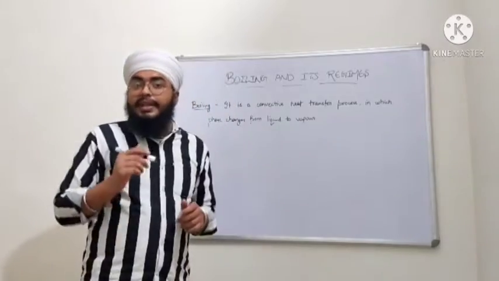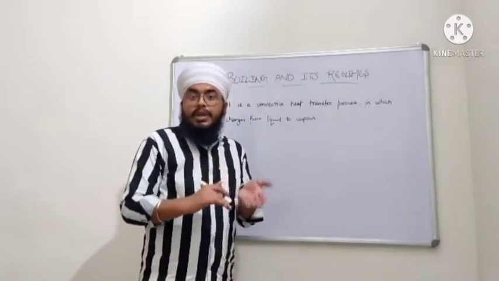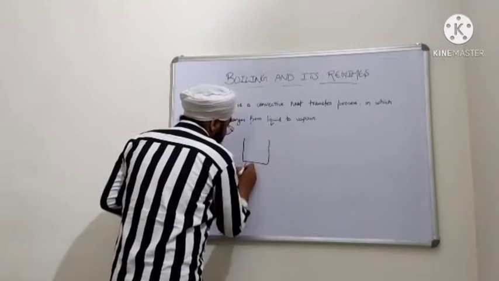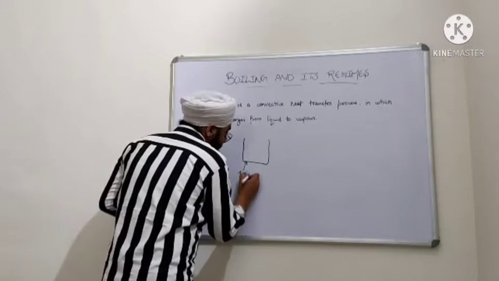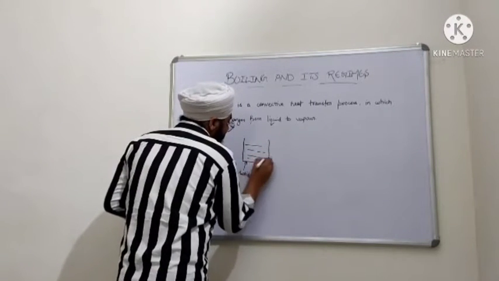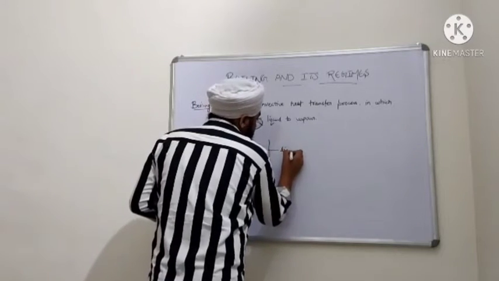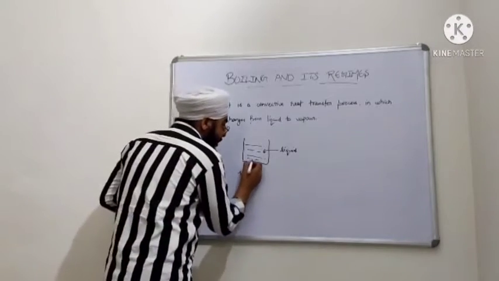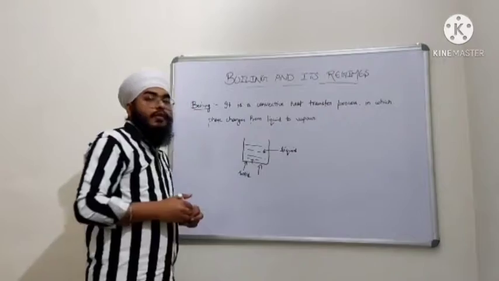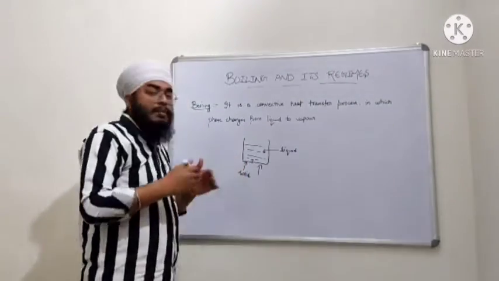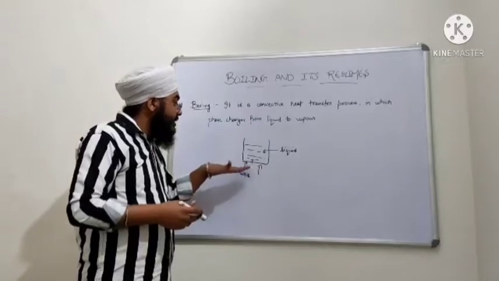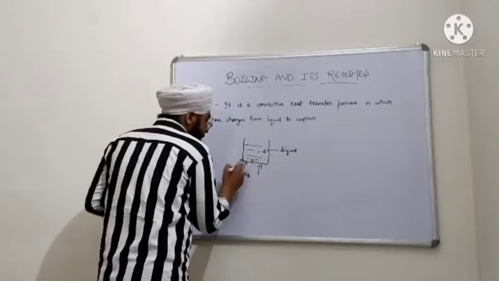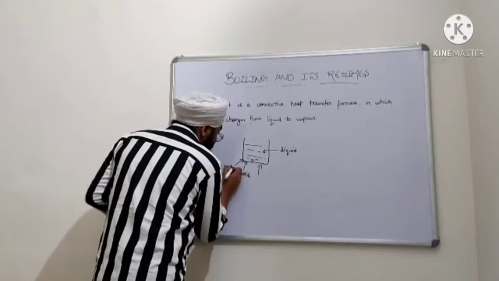Boiling occurs when heat is transferred from a solid surface to the liquid in contact. What happens is, this is the solid surface and there is a liquid on it. Heat is given to the solid surface, and then this solid surface transfers that heat to the liquid. This is what actually happens in the process of boiling. The heat is transferred from the solid surface to the liquid that is in contact with it, at the point of contact.